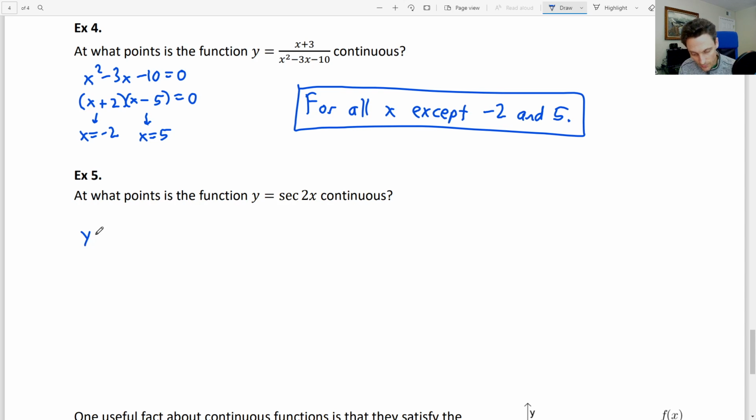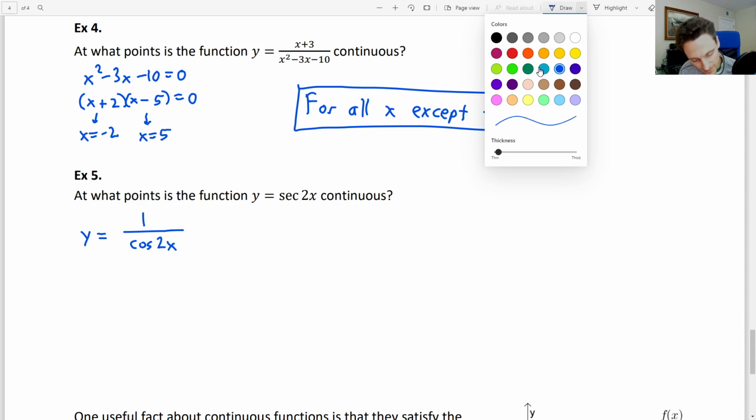It might help to rewrite secant 2x as 1 over cosine 2x, right? Secant is like 1 over cosine. And the reason that this helps is because, well, this is going to be defined everywhere except where the bottom is equal to 0. That's going to indicate where our secant graph has those asymptotes and is not defined. So it just helps to write it in this form, 1 over cosine 2x, because then you can see, oh, well, this is going to be undefined where cosine 2x is equal to 0. And that's something that we can figure out, we can grapple with. So we'll take that off to the right.